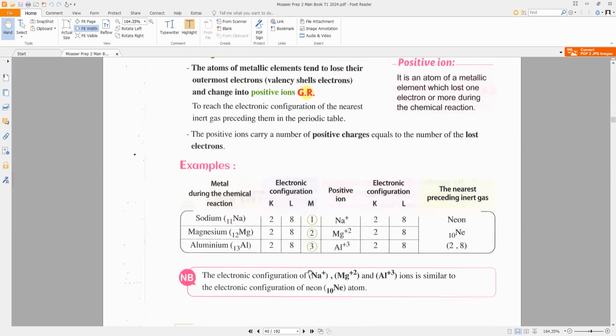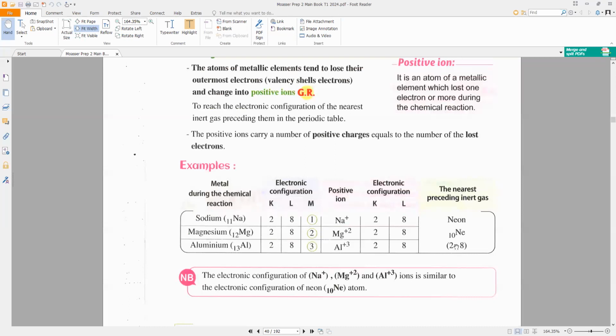And it has a positive charge equal to the number of lost electrons, like sodium, magnesium, aluminum. All of them are metals because they have less than 4 electrons in the outermost shell, and when in a chemical reaction they lose the outermost electrons and change to a positive ion carrying a positive charge equal to the number of lost electrons. Sodium lost one, so positive, we don't write one. Magnesium positive two because it lost two electrons.